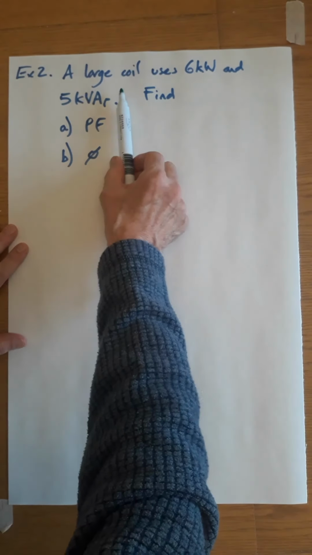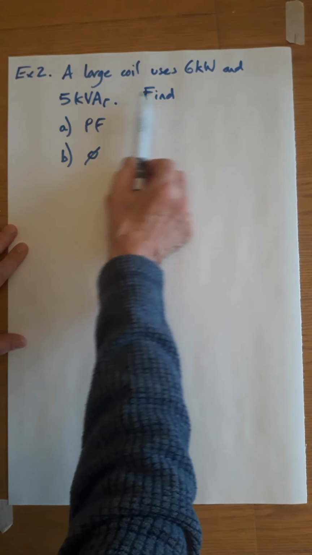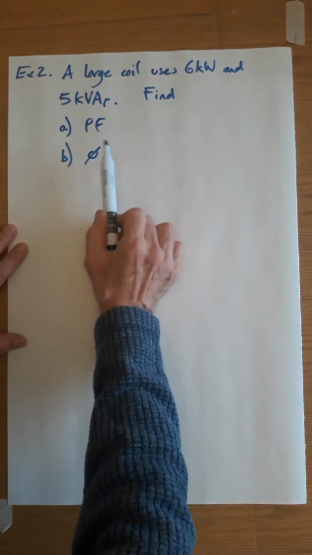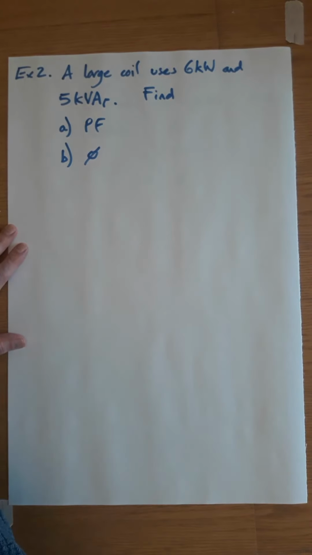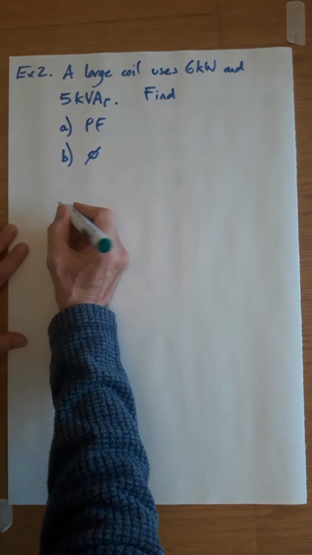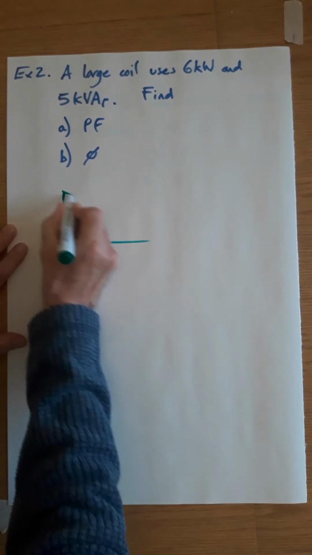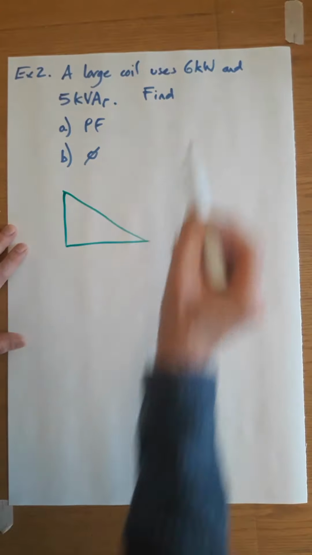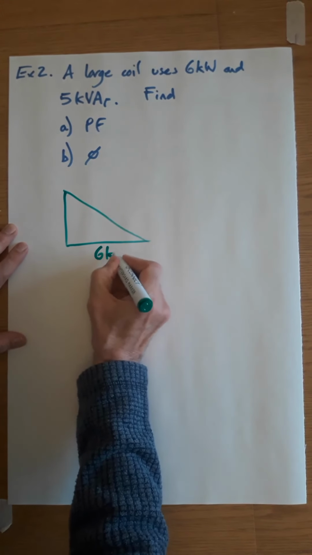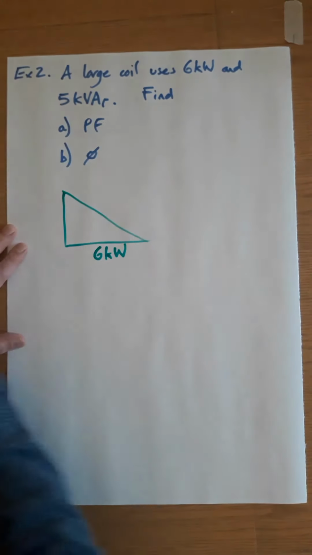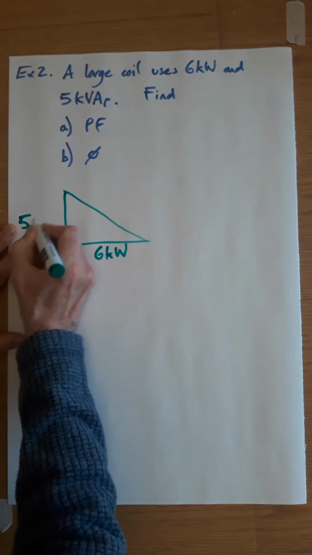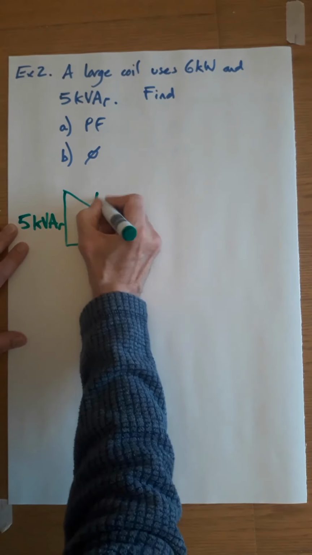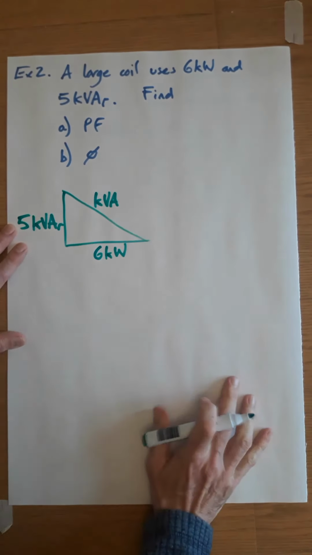A large coil uses 6 kilowatts and 5 kVAR. Find power factor and the phase angle. I've been lazy here, but they'll normally be written out properly in a question. So, sketch the triangle. What information have you got? That's your first thing. Be careful. A large coil uses 6 kilowatts. That goes there, 6 kilowatts. And 5 kVAR. That's up here, 5 kVAR. We haven't got kVA.